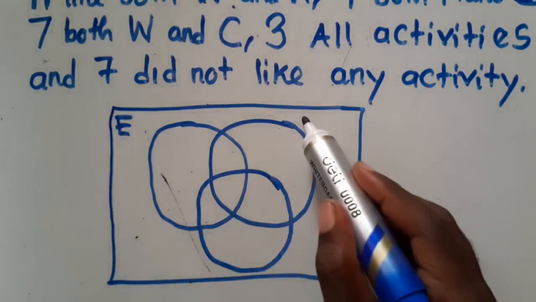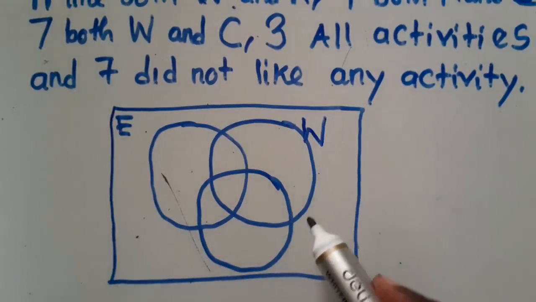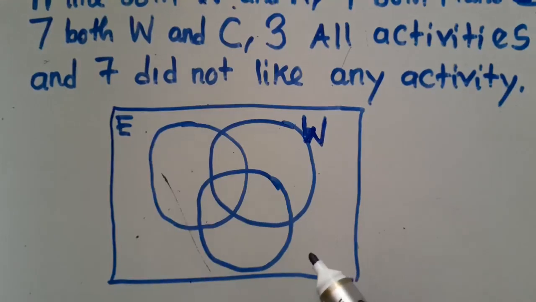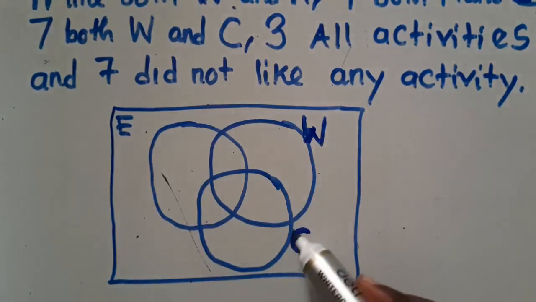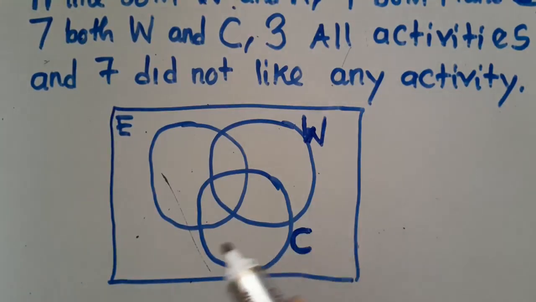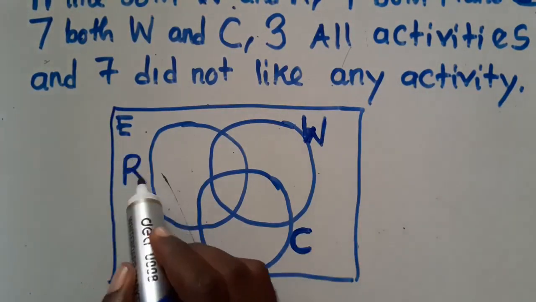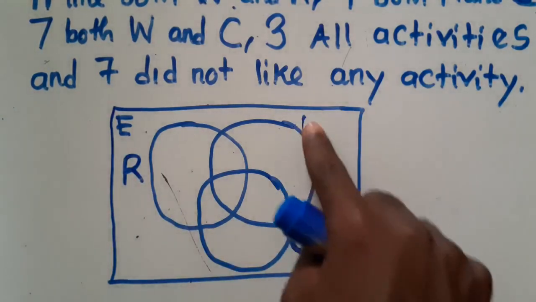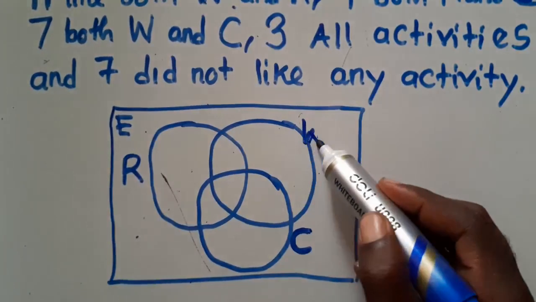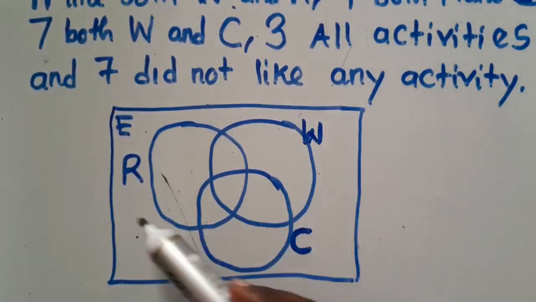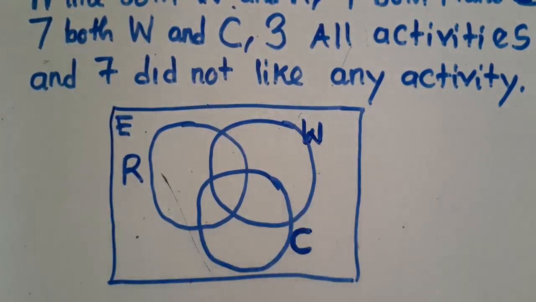So I've got those that liked walking, that's the W. Cycling, this is C. And I've got those that liked running. This is what I've done. So there is no problem with this. Maybe you are asking how you can know where the walking and running should be placed. You just put them anyhow. There is no problem with that.